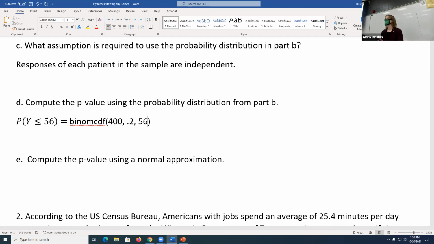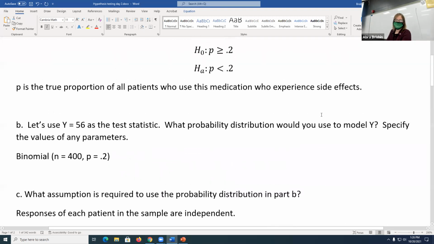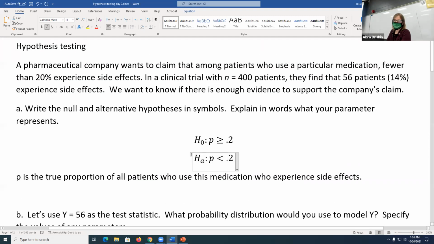All right. So our p-value is going to be the probability of a test statistic that's at least as extreme as what we observed in the data. And what counts as at least as extreme is going to depend on the direction of our alternative hypothesis. So in our data, 14% of patients had side effects. So that's evidence that the proportion who experience side effects is less than 20%.